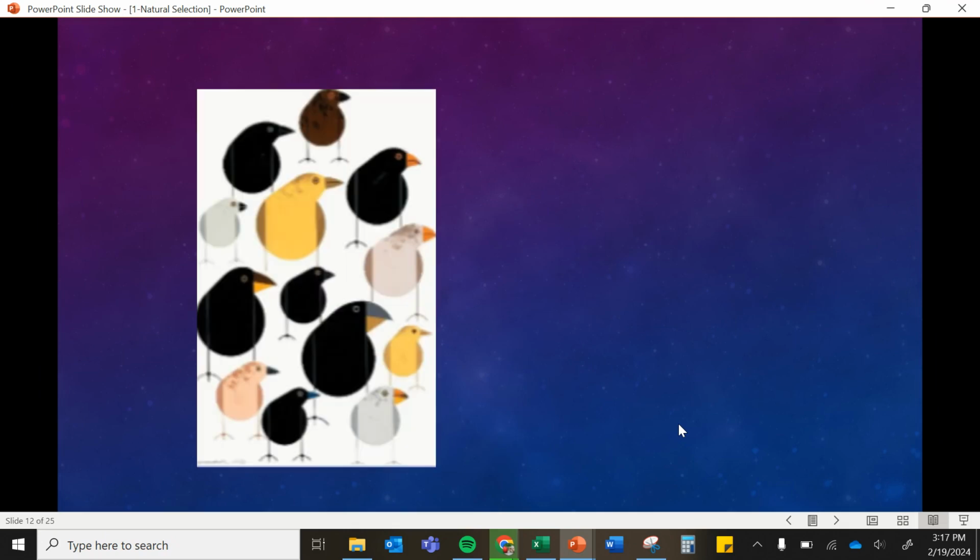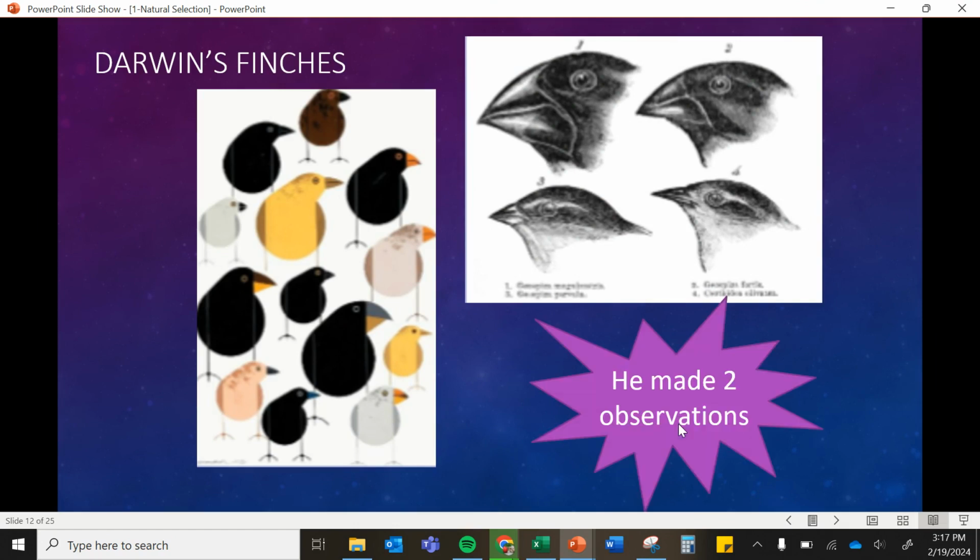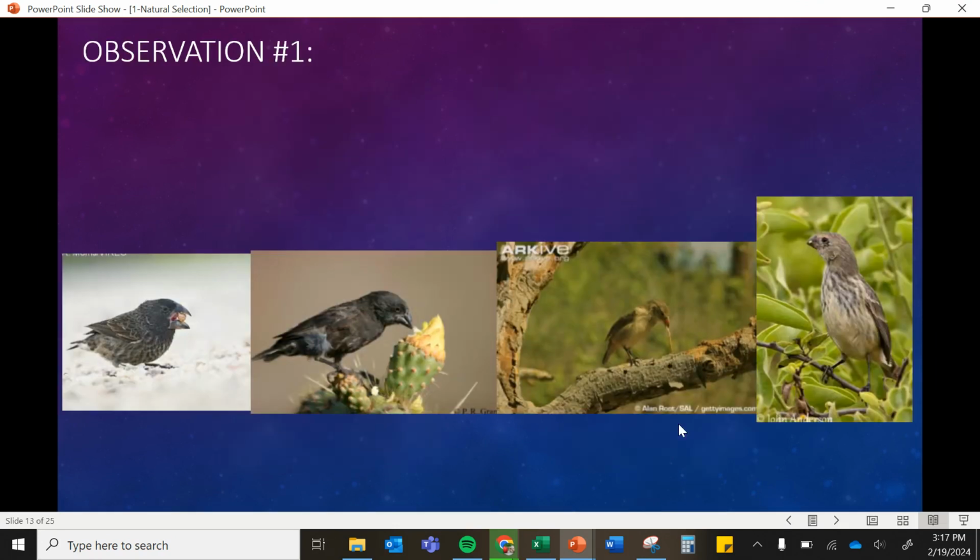But the main thing he decided to study were the finches. Okay, and so we kind of think of Darwin's finches. He made two very important observations.